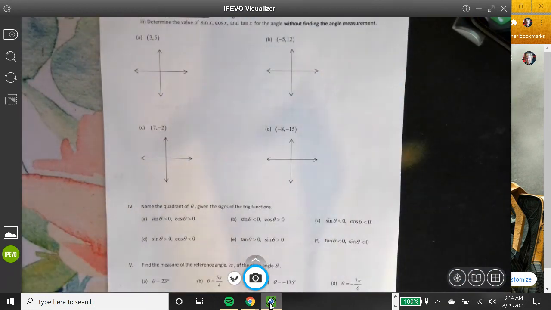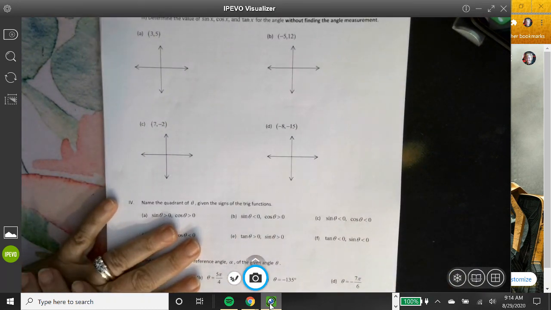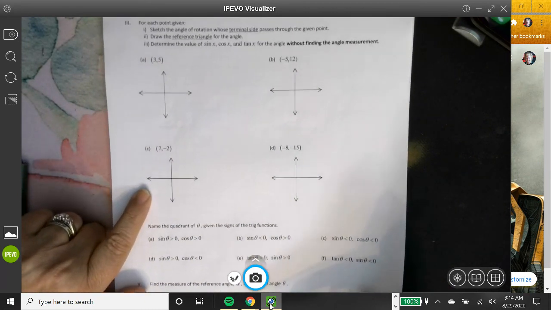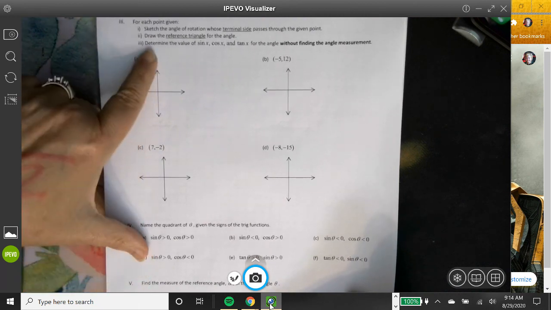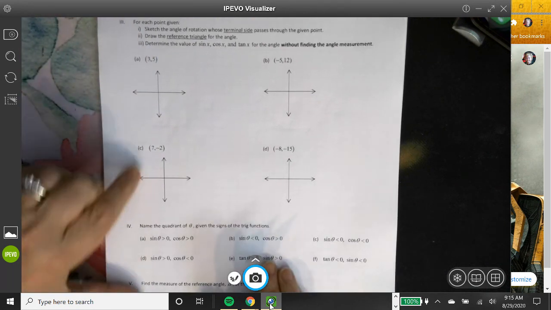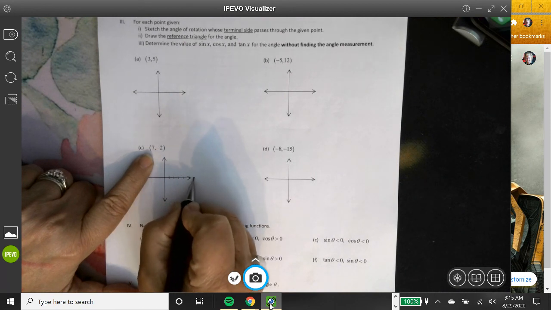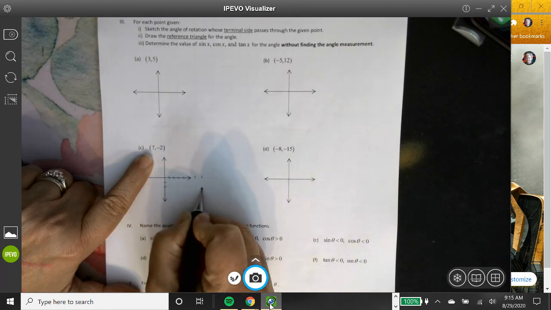Okay, the next problem I want to do with you is one of these. I want to do C because it's not in quadrant 1. So the instructions are: sketch the angle of rotation whose terminal side passes through the given point. So that's what I'm going to do first. I am given a point, so let's plot that point. 1, 2, 3, 4, 5, 6, 7, -2. There it is. There's my point.